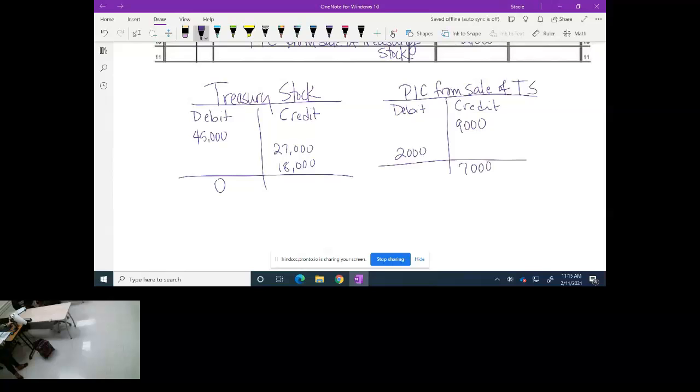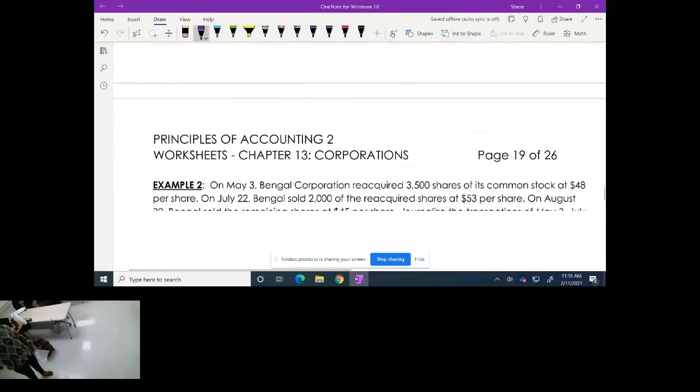Treasury stock is an equity account and it's got a normal debit balance. But it's because you're buying your shares back. You're reducing your equity. You're giving up cash and pulling your equity back in. So does that make sense to everybody?